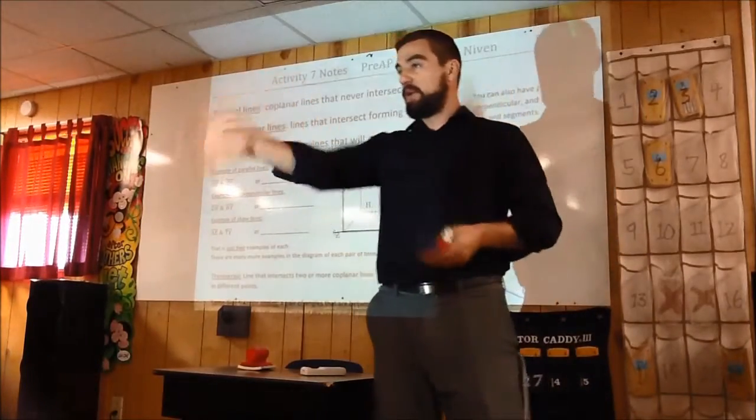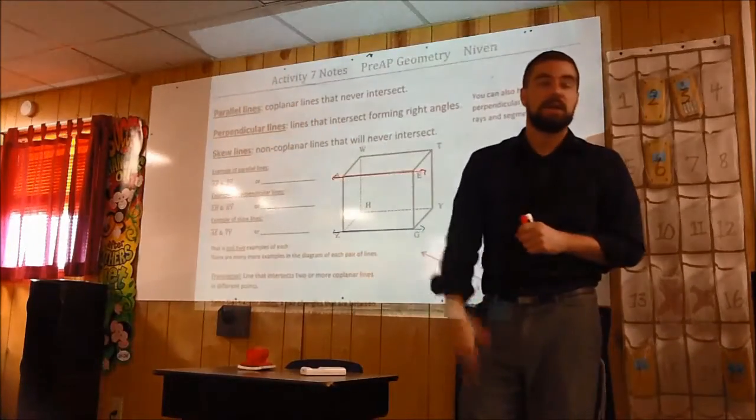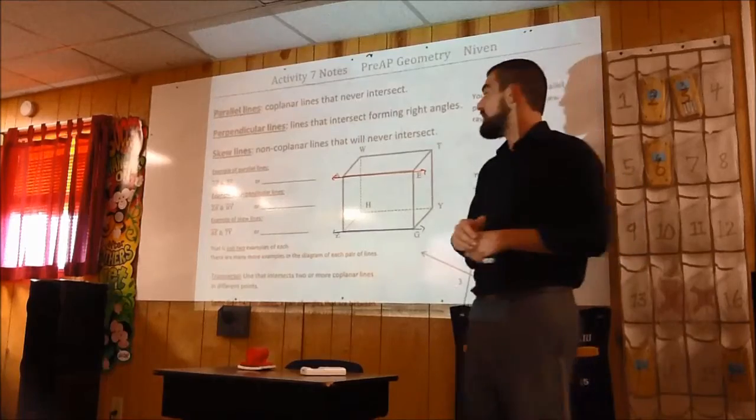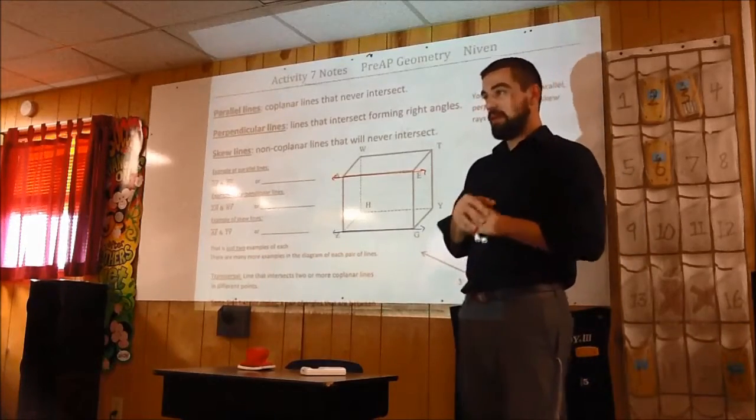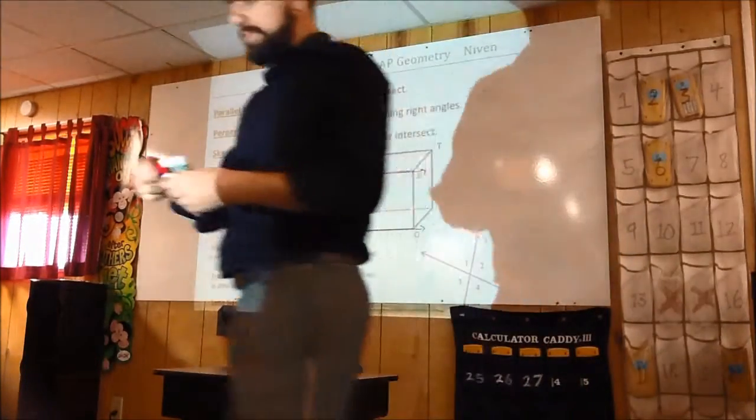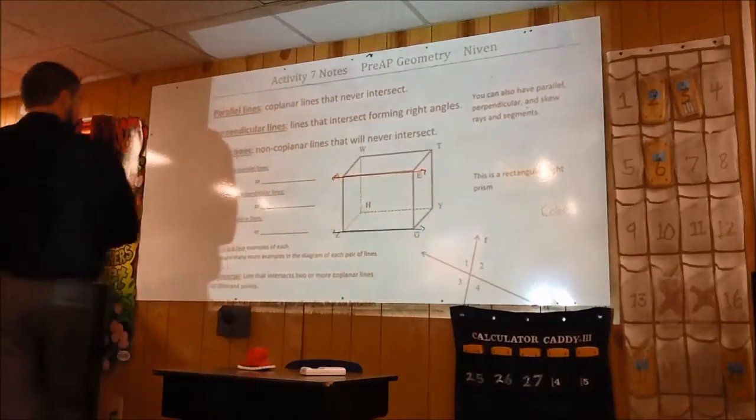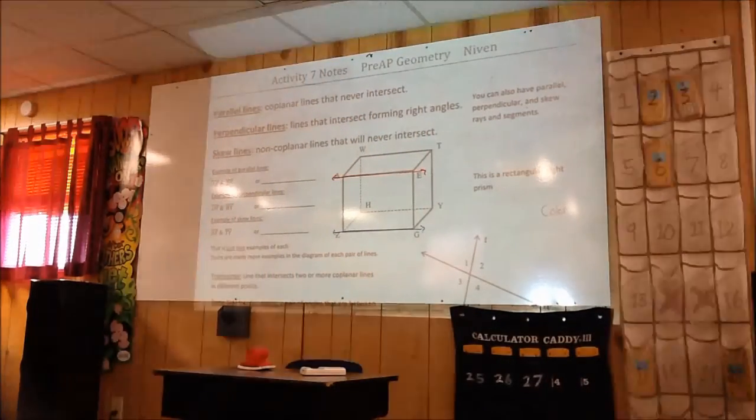I want you to find your own example of coplanar lines that will never intersect, aka parallel. Please find your own pair of parallel lines. Seth, what was your example, bud?